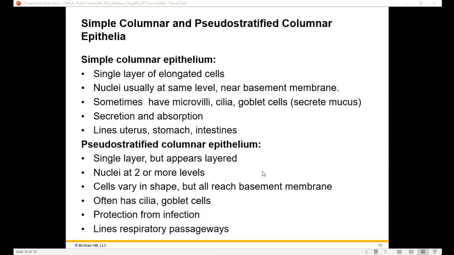And then we have pseudostratified columnar epithelium. It's a single layer, but it looks like it's layered. And often what's happening is certain cells are being pinched in at the top or bottom. It has nuclei at 2 or more levels. The cells vary in shape, but all reach the basement membrane. They often have cilia or goblet cells, and they provide protection from infection. They line the respiratory passageways as well.